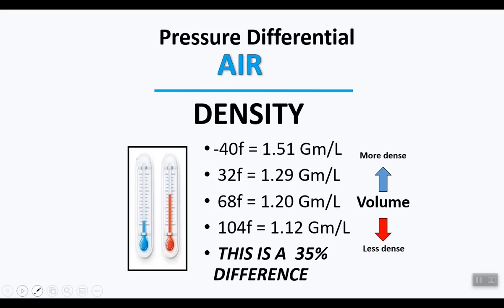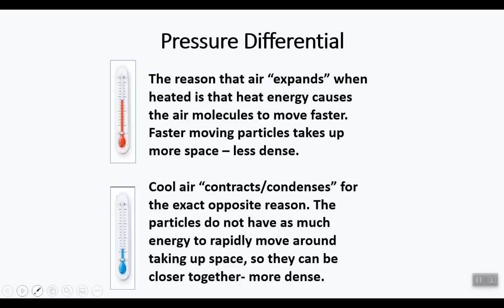Now, if I change the air temperature, I'll change the density of the air. So basically, as it gets colder, it's more dense, and if it gets hotter, it gets less dense. Basically, between minus 40 and 104, this is over a 35% difference. So there's a lot of difference in how much air volume is going to be within the sealed system just by heating or cooling it.